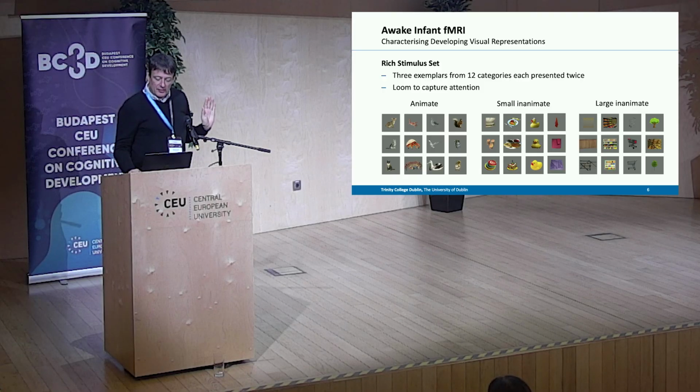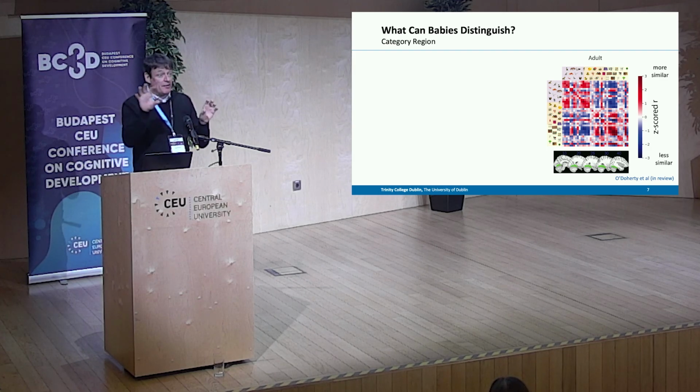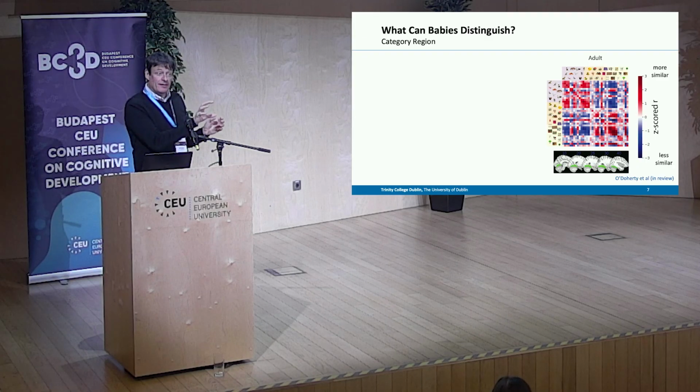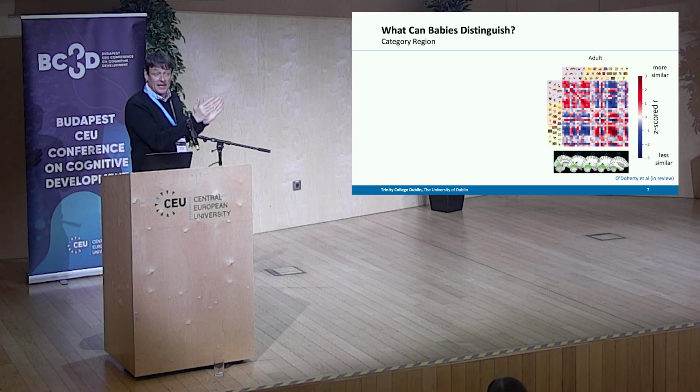All right, so let's see what happens. Let me take you through the way that I'm going to show you the results here. These are results from the adults. What each point in this matrix is showing you is how similar is the pattern of activity in this anterior category region for 2 different stimuli, the one on the x-axis and the one on the y-axis. I've ordered the stimuli by animate, small inanimate, large inanimate objects here.